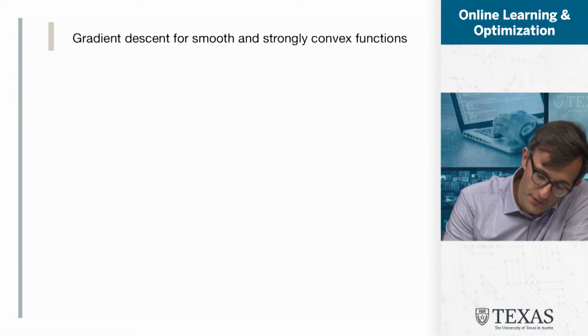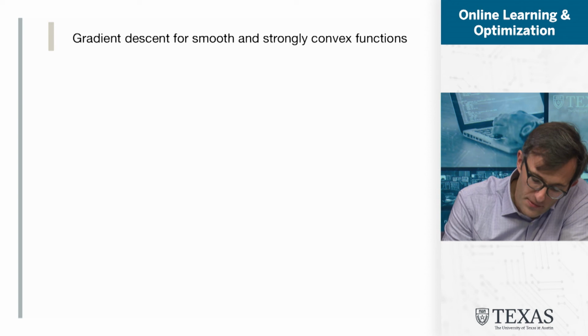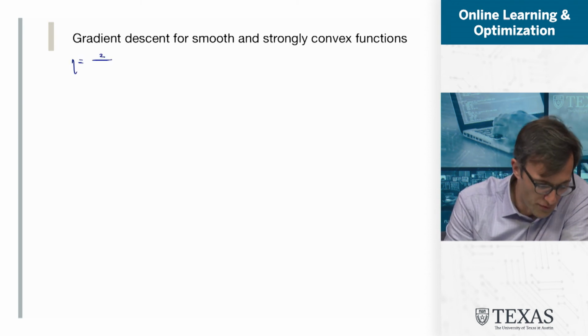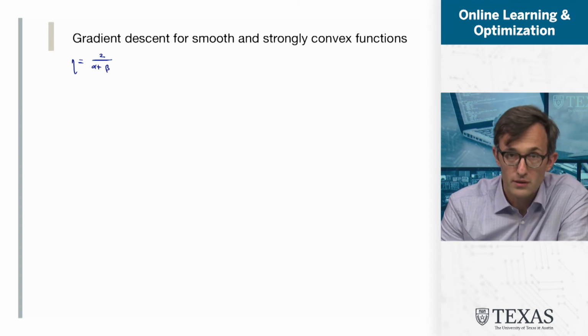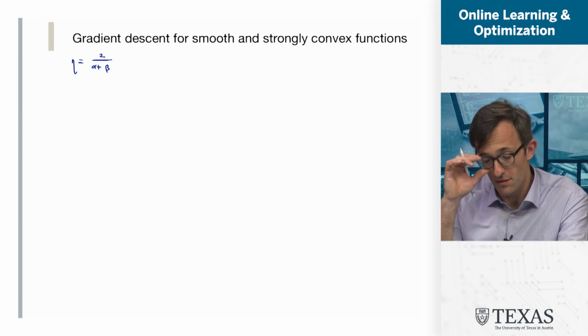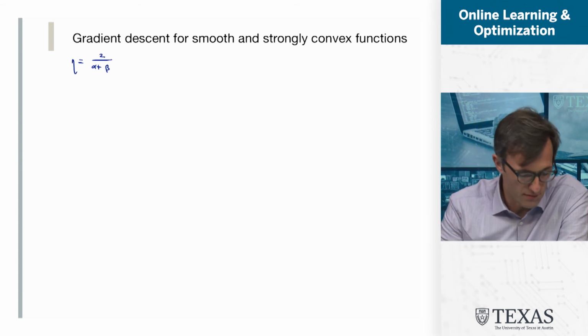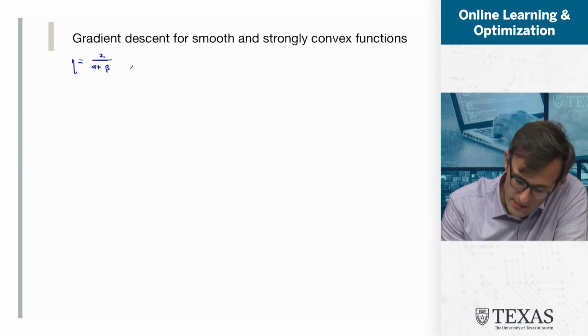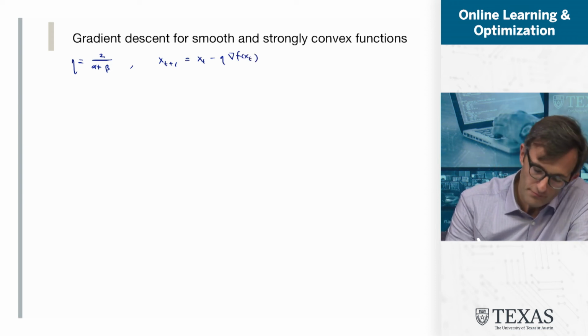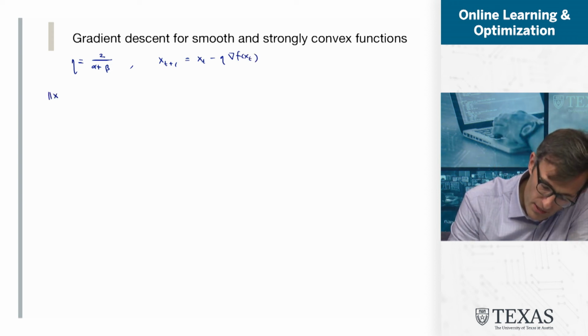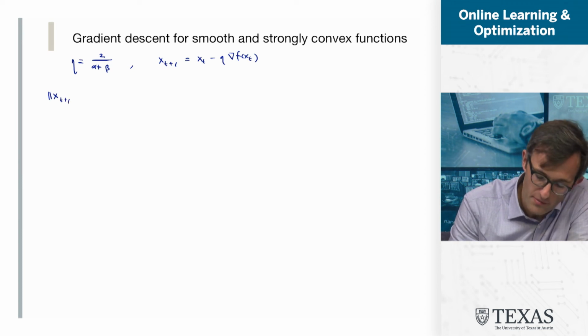So what do we have here? We're going to take step size eta equal to 2 over alpha plus beta. So a little bit different, a little bit bigger than the step size that we took before. And the gradient descent update is going to be just like before: x t plus 1 equals x t minus eta times the gradient of f of x t. And now let's see how the algorithm proceeds, how the bound proceeds.